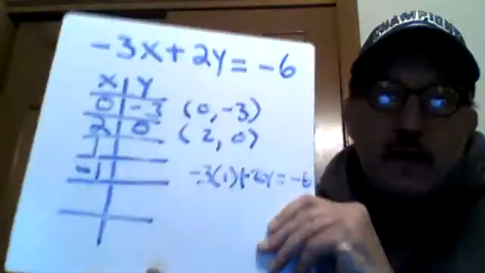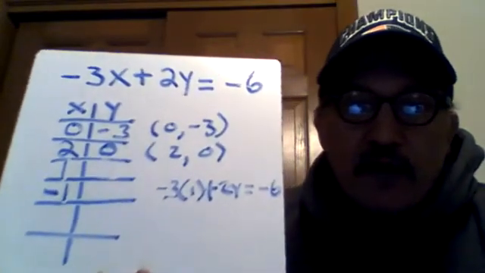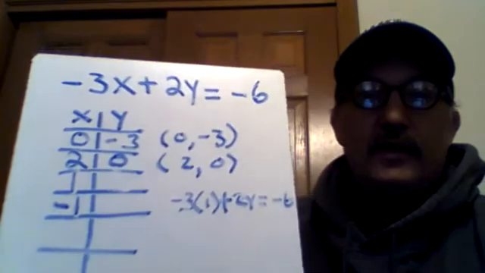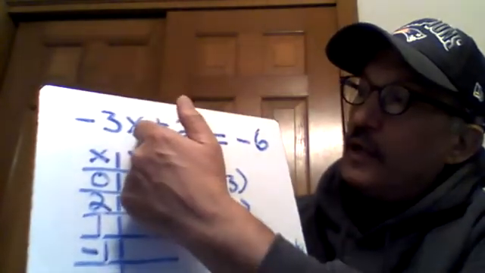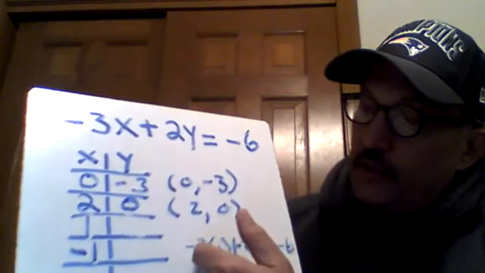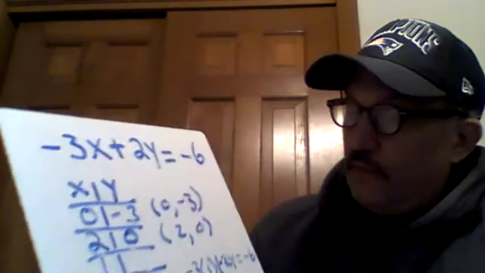And I'll go through the steps. This marker is kind of failing me a little bit here, but I think it's legible enough. So all I did was put a 1 in for the x, got this. -3 times 1 is -3, of course. So now we have -3 plus 2y equals -6.